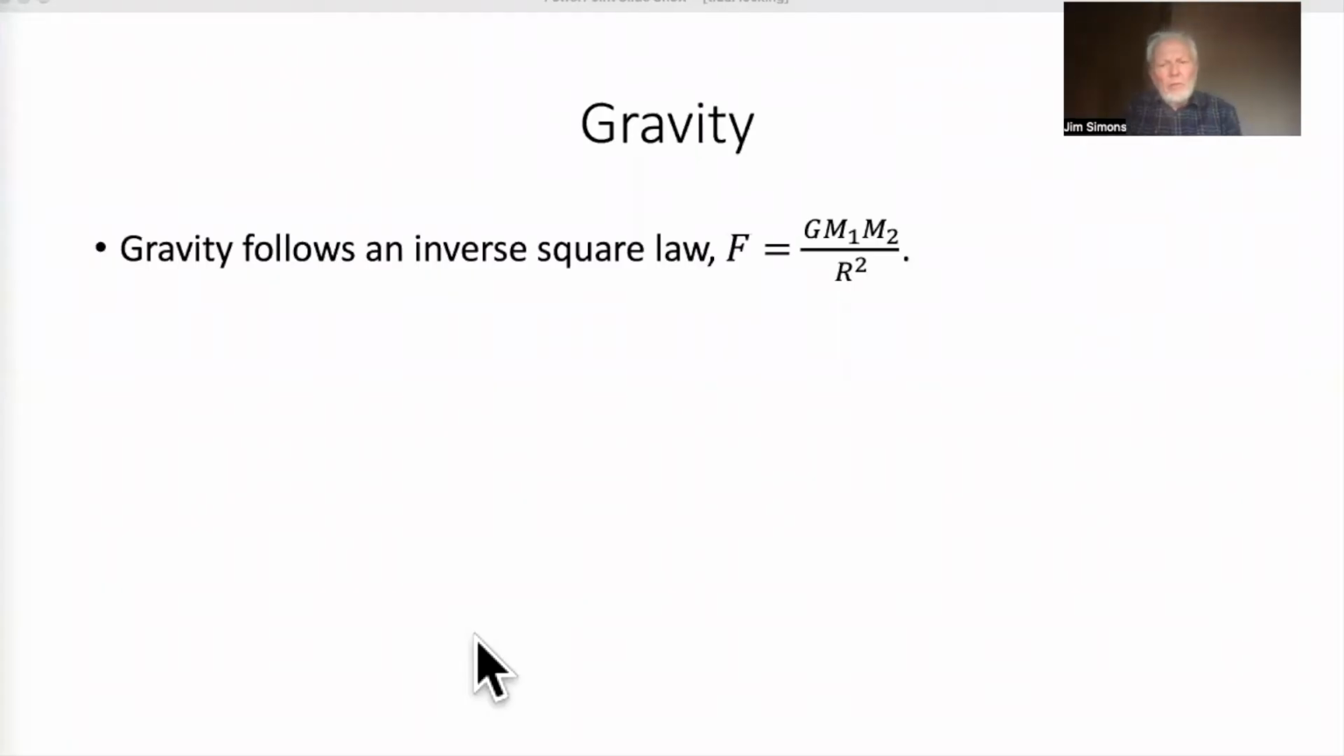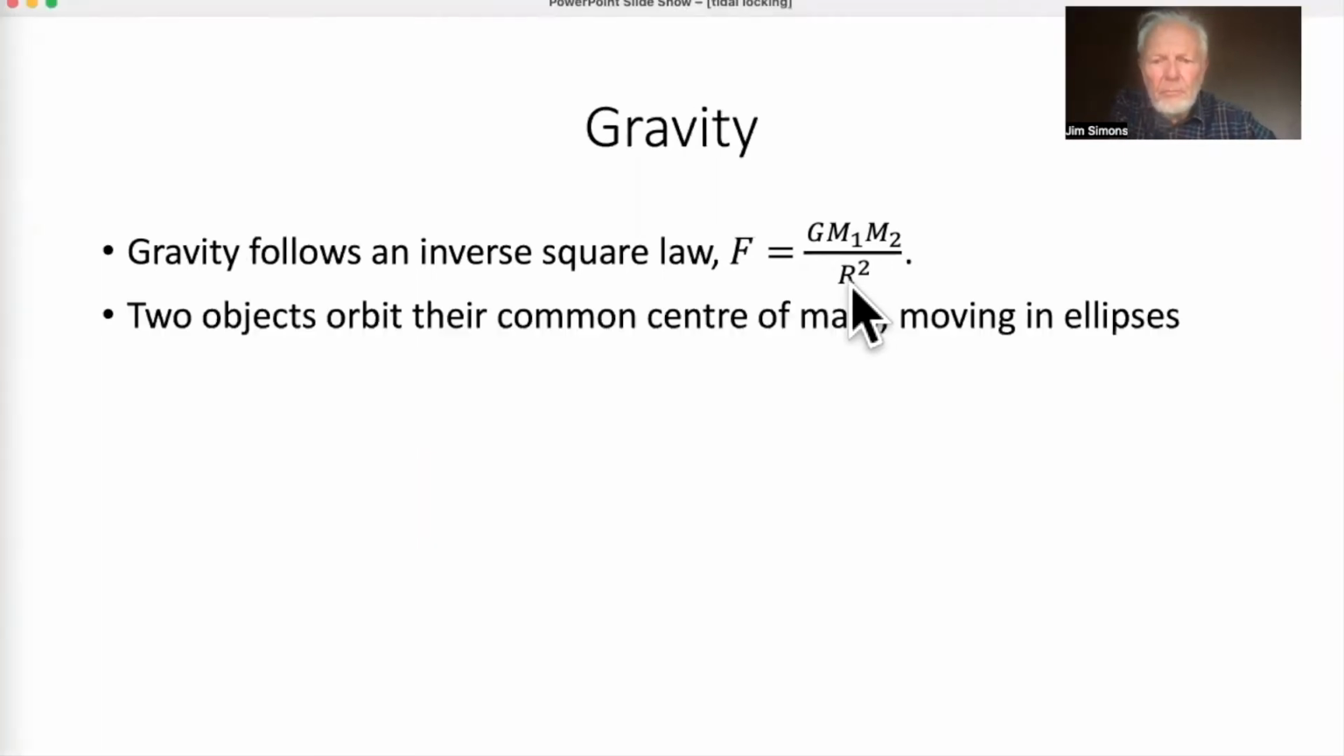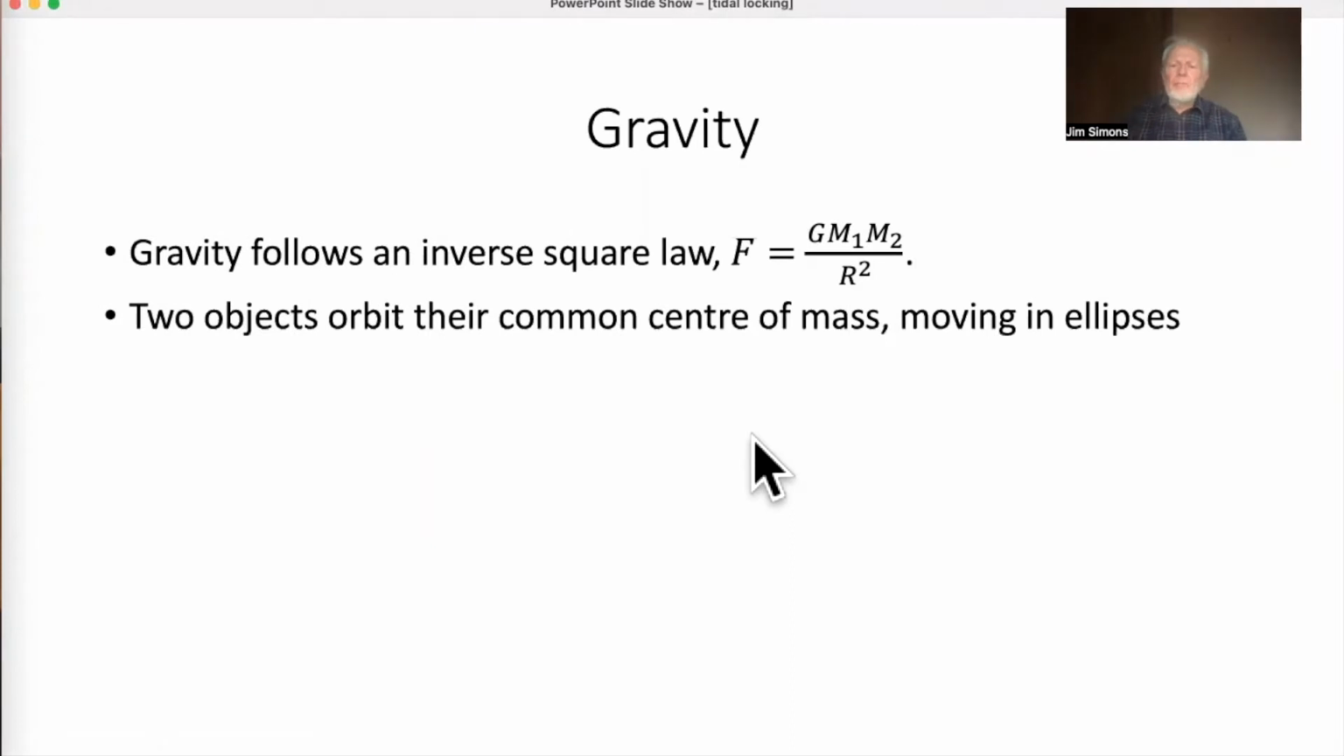So let's get started. It's all about gravity, of course. So let's recap what we know about gravity. It follows an inverse square law, which means that the force between two particles is proportional to the two masses and inversely proportional to the square of the distance between them. And that causes two objects to orbit their common center of mass, moving in ellipses. If you've got two things like this, they're not orbiting one another, they're orbiting their common center of mass, and they move in ellipses, not necessarily circles.